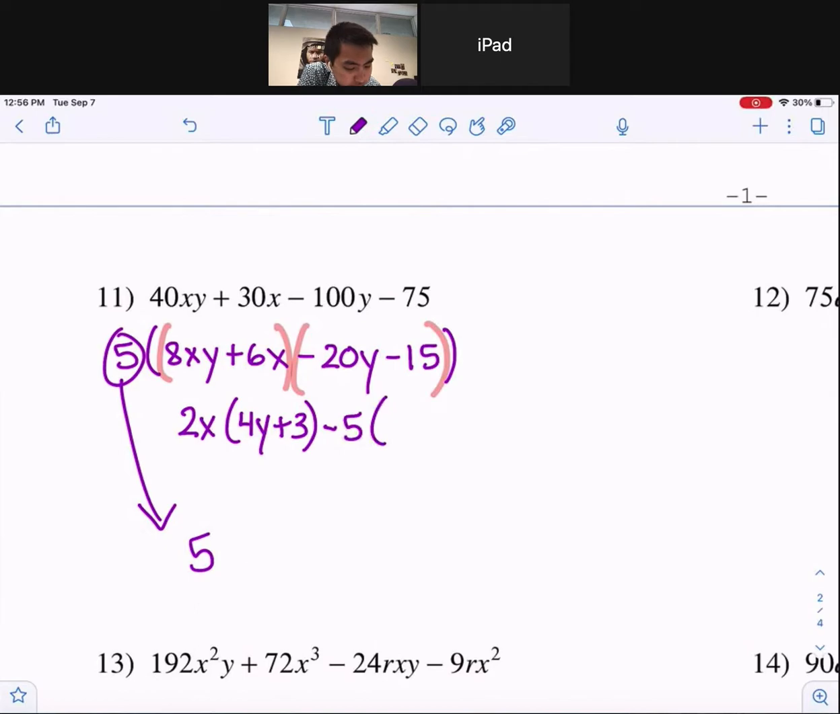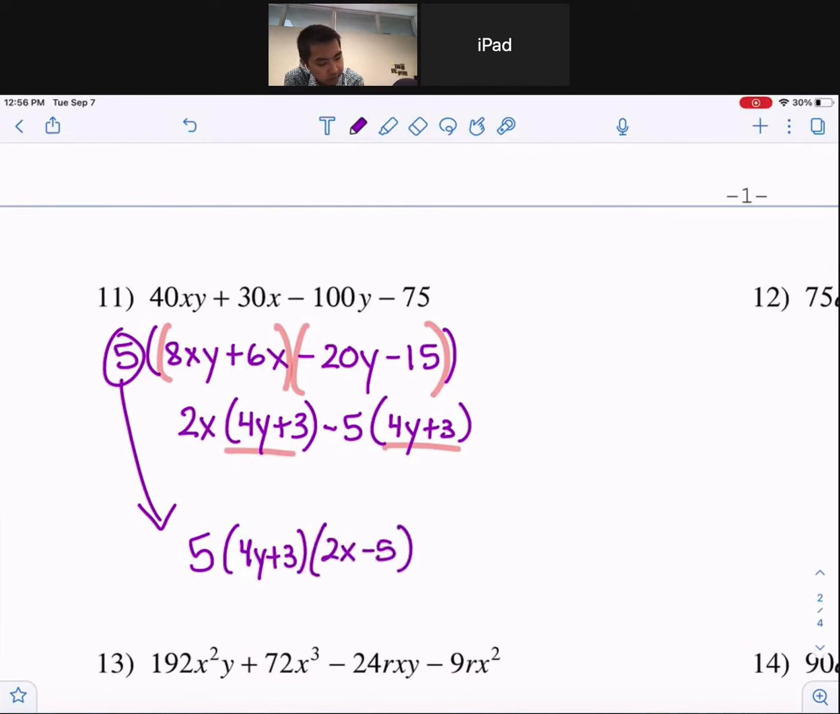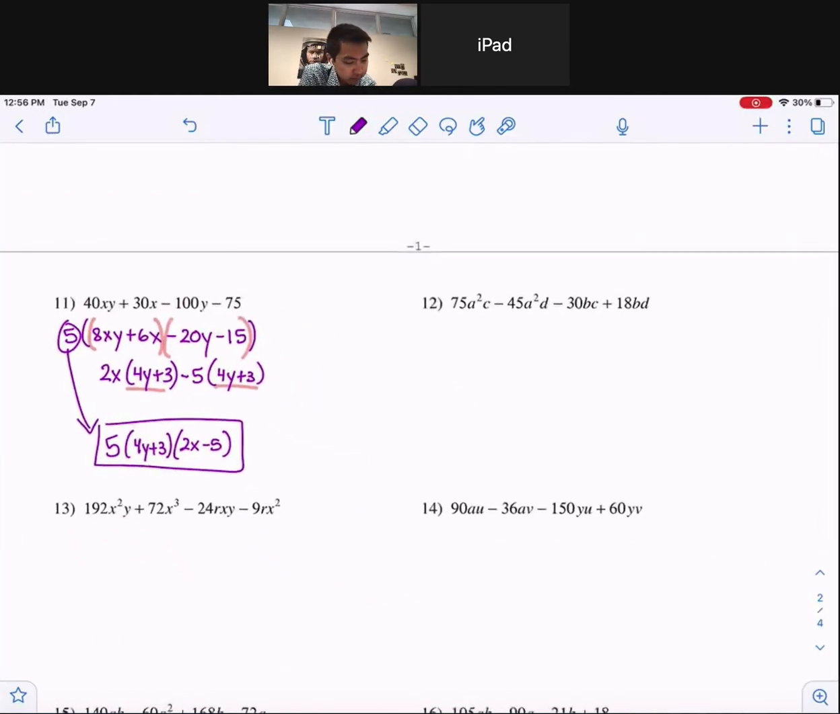Negative 20 divided by negative 5 is a positive 4y. Negative 15 divided by negative 5, positive 3. They both match, so 4y plus 3 is 1, and then leftovers 2x minus 5. There's number 11.